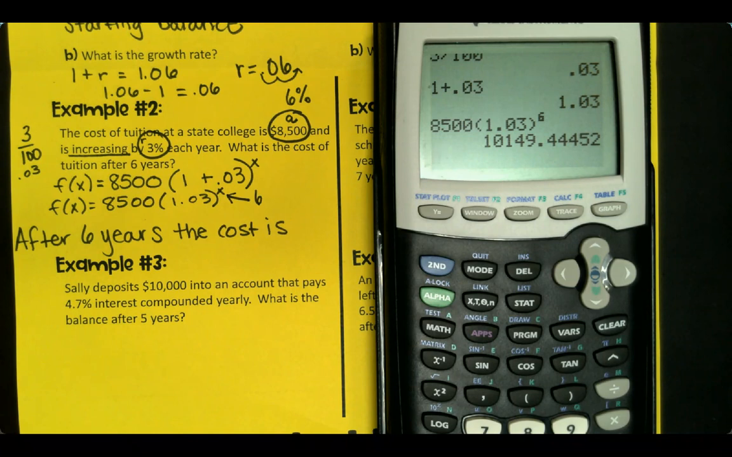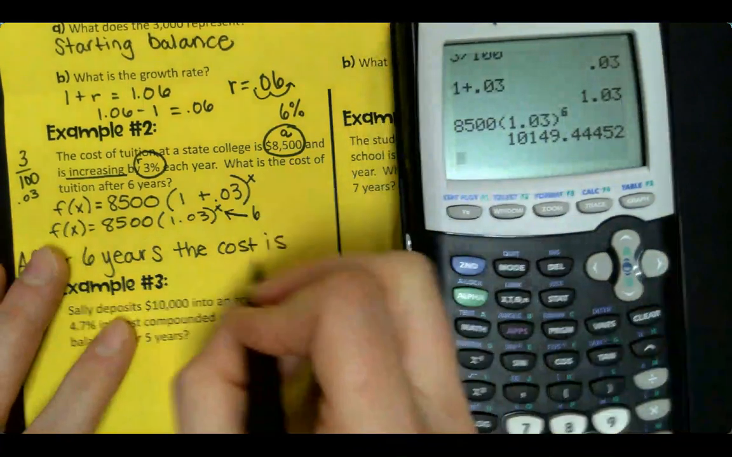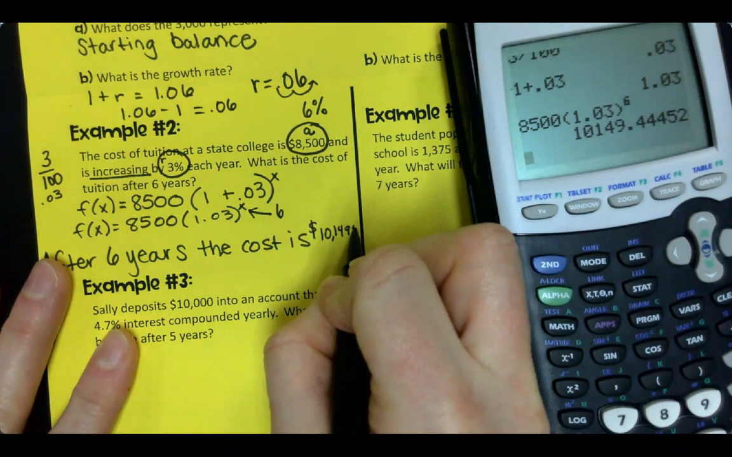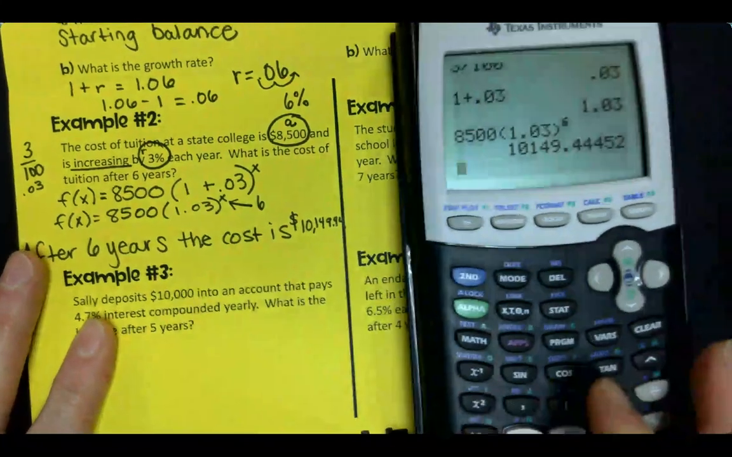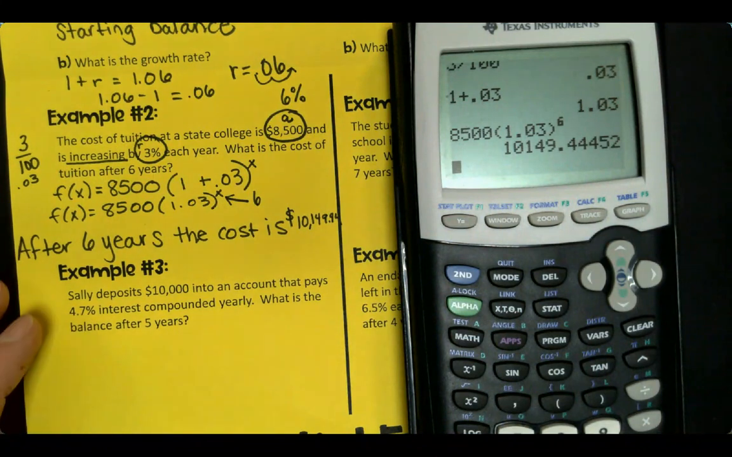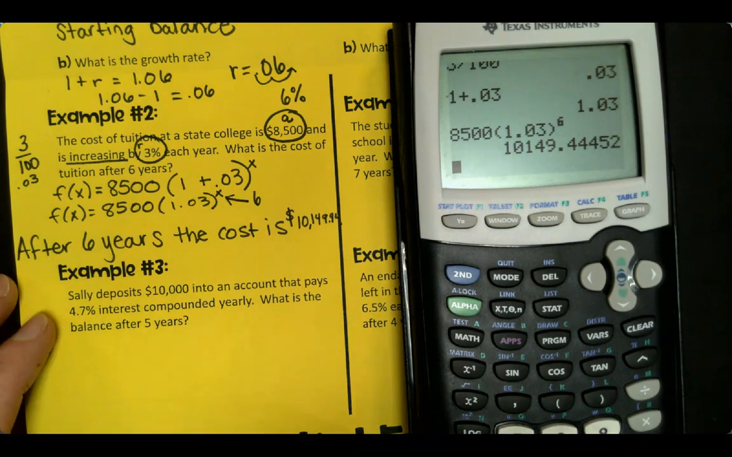Okay, so this is what it comes out to be. It's dealing with money, so we're going to round to 2 decimal places. 10,149.44. So after 6 years, that's the new cost. It was 8,500. Now it's $10,149.44. So it's gone up.